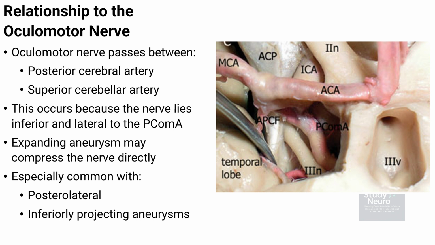When an aneurysm grows, it can press on the nerve and disturb its function. This is why patients may develop eye movement problems or double vision in these cases. This compression pattern is most commonly seen when the aneurysm projects posterolaterally or inferiorly. Those directions place the expanding sac directly toward the nerve.